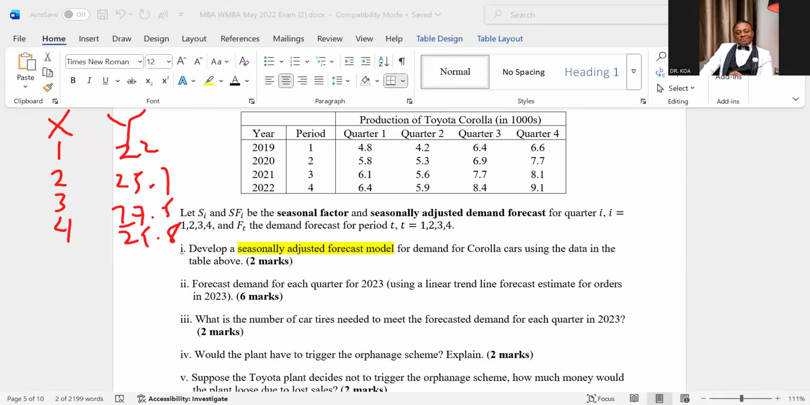All right. So once you have the time as well as the demand, to be able to create your linear trend line, first you need to have the linear trend line. And what that means is that you need to have a regression equation. So you need a column, another column. What's the name of that column? The XY. And then after that, you need another column. What's the name of that another column? X squared.